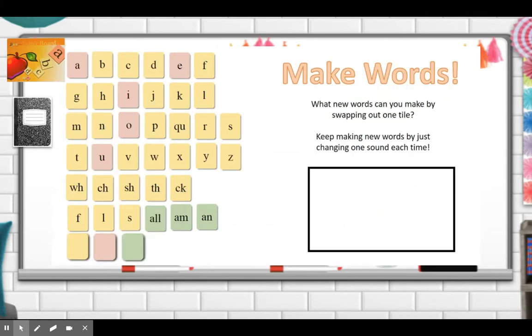Now let's make words. So what you're going to do is you're going to take out your tile boards, or if you're at home, you're going to take out your notebook and a pencil, and we are going to make words. And we're only going to make words by changing one sound at a time. So the first word we are going to build is jobs. Please spell the word jobs on your tile board or in your notebook.